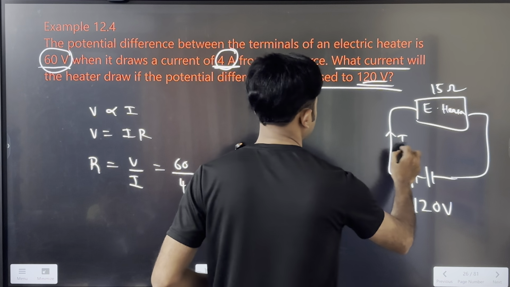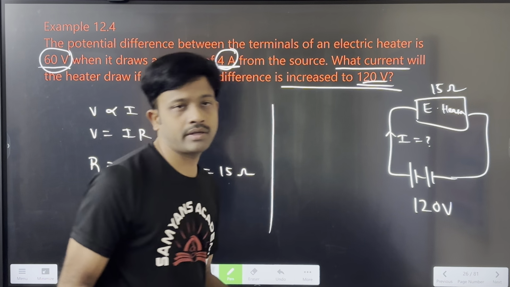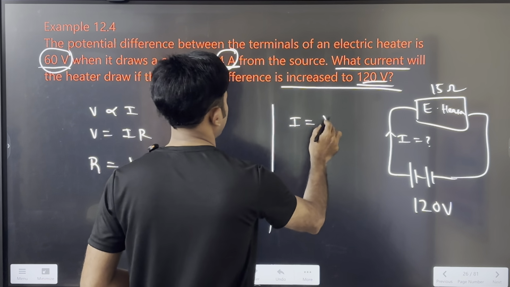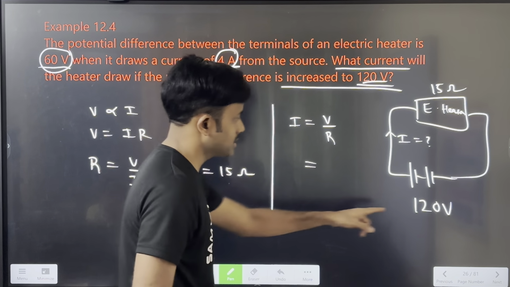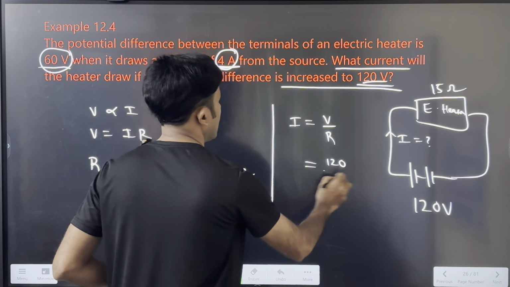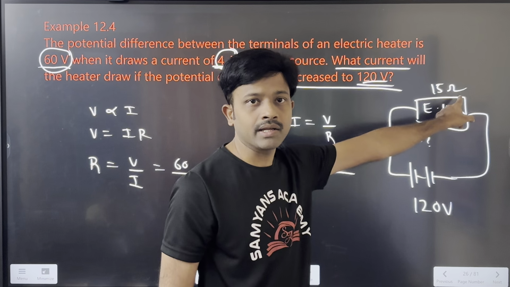Now you have to calculate the current value. How do you find this current value? By using the same formula. V equal to IR means I equal to what? V by R. Now the voltage source is different. What is the voltage source we applied here? 120 volt. And what is the resistance value of the electric heater now?